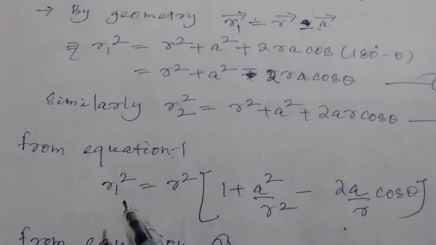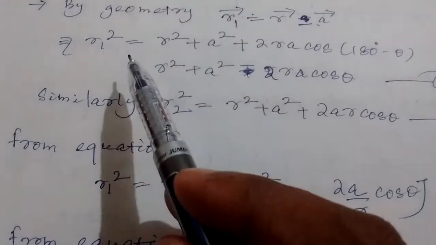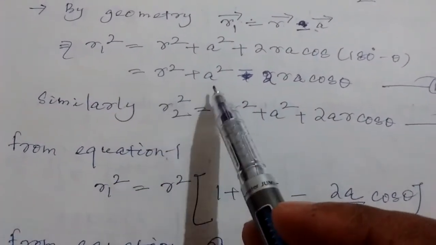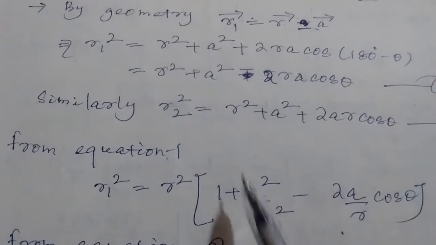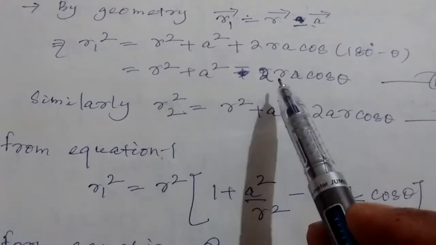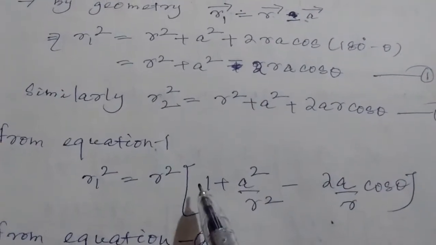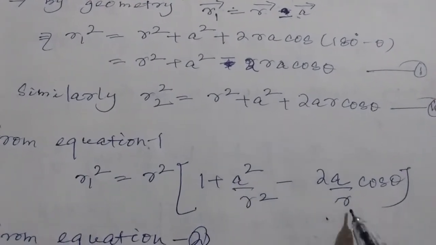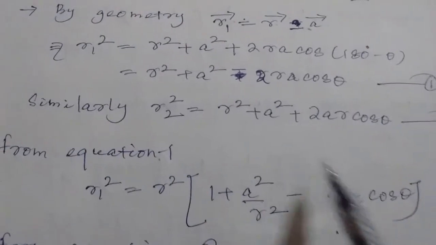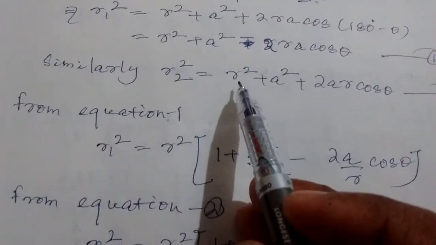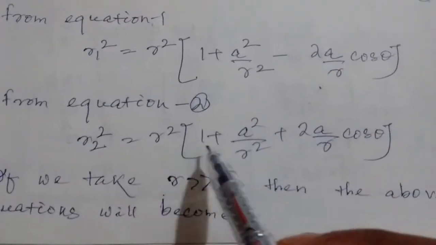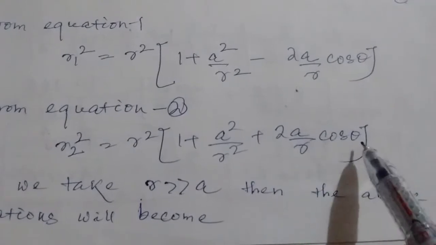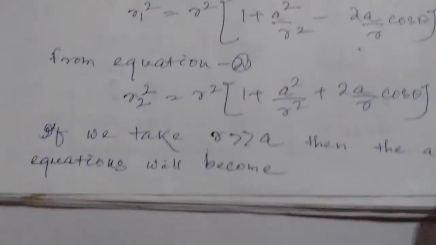Look, R1 square is equal to R square plus A square minus 2RA cos theta. Here is equation 1. Take R square outside from every term. If you take R square outside, it is 1 plus A square by R square minus 2A by R cos theta, the term inside the bracket. Then similarly, from equation 2, if you take R square common, it will become 1 plus A square by R square plus 2A by R cos theta.